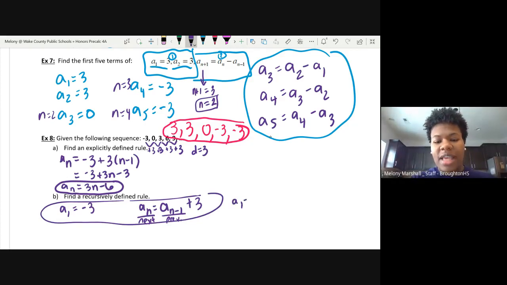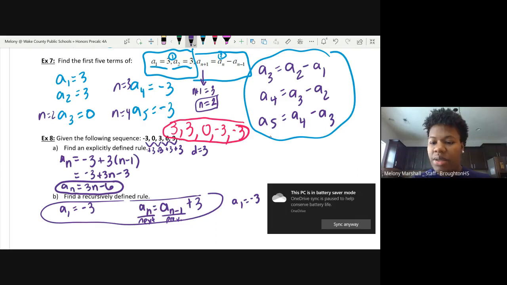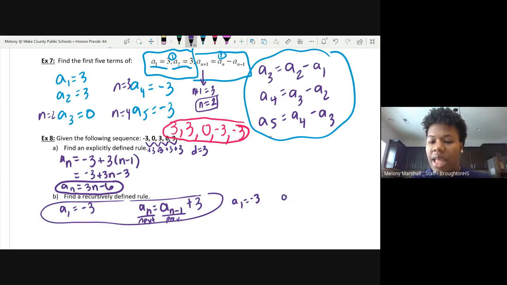Or you could have the same thing, a sub 1 equals negative 3. And then this time, we're going to use the formula a sub n plus 1. So this time it's the next one.